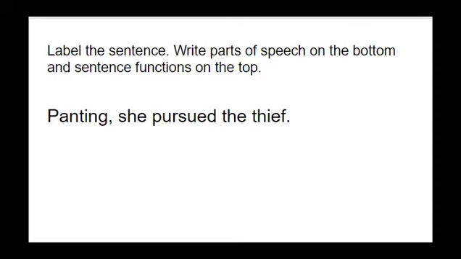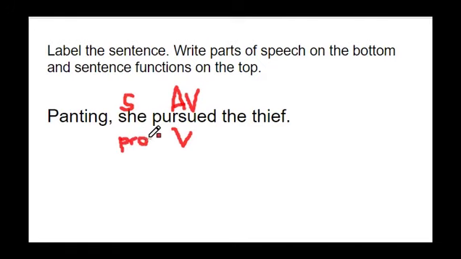Next sentence. Panting, she pursued the thief. Now, the first thing you got to do, as always, is find the verb. If you're looking at panting, that does look sort of verb-like, doesn't it? But let's try changing the tense of the sentence. Panting, she pursues the thief. Panting, she will pursue the thief. Panting, she had pursued the thief. The word that changes there is pursued. That's a verb. And pursuing is something you do, right? It's chasing after someone. And you say, who or what is pursuing the thief? Well, she is. And she is standing in for a name, so that's a pronoun.